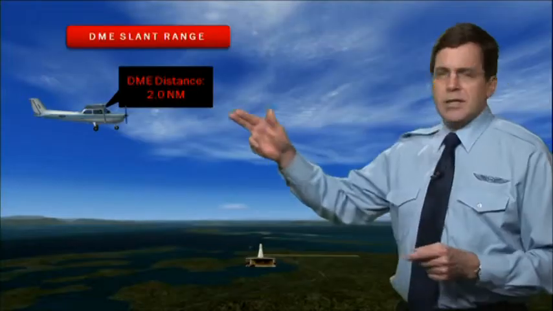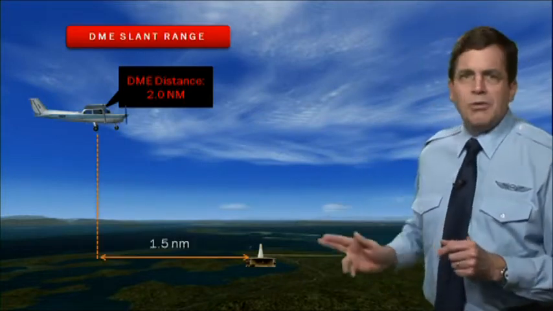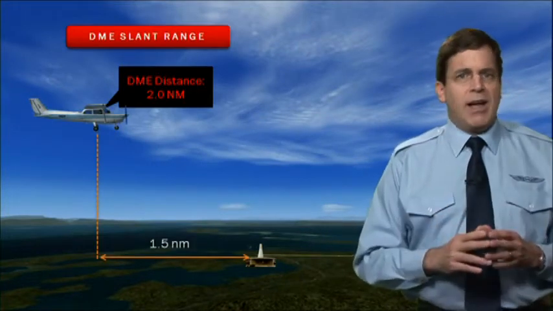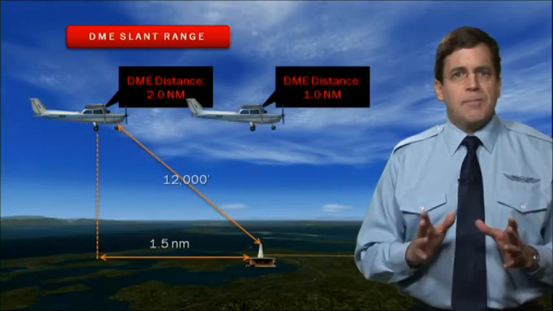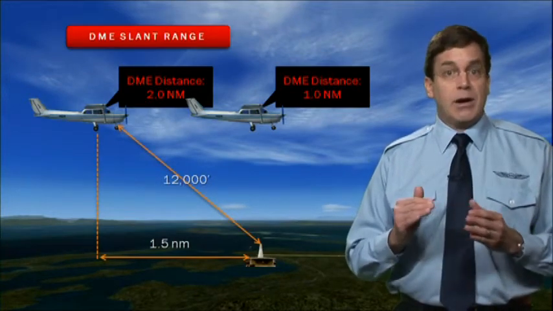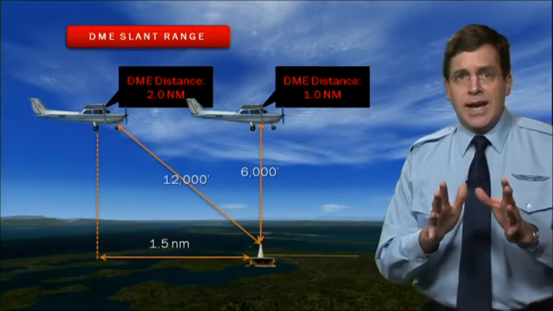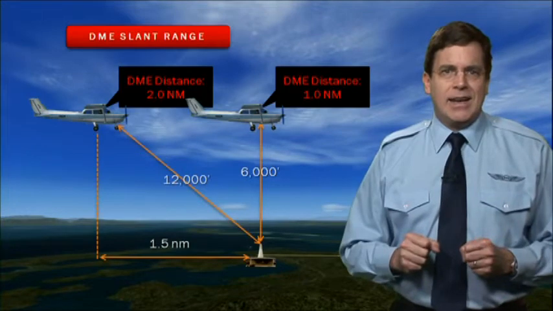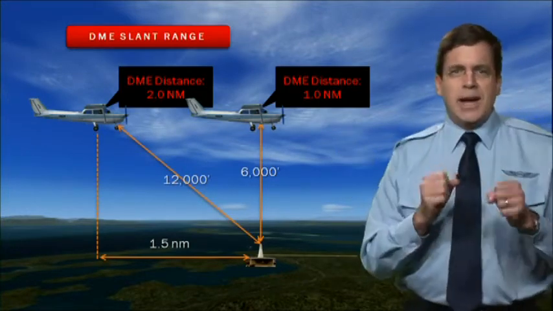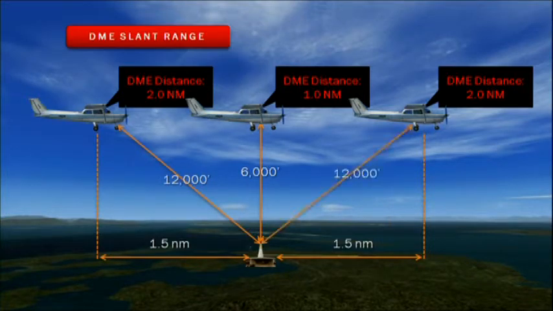Note the DME displays 2.0 nautical miles because the slant range distance is 12,000 feet. When the aircraft flies directly over the station, the DME display does not read 0. The DME reads the altitude of the aircraft above the station. So at 6,000 feet above the station, as you pass overhead, your cockpit display reads exactly 1 nautical mile. Now, as you pass overhead and fly away from the VOR, the distance display begins to increase again without ever going to 0. This is because it is measuring the slant range distance as you fly away from the station.